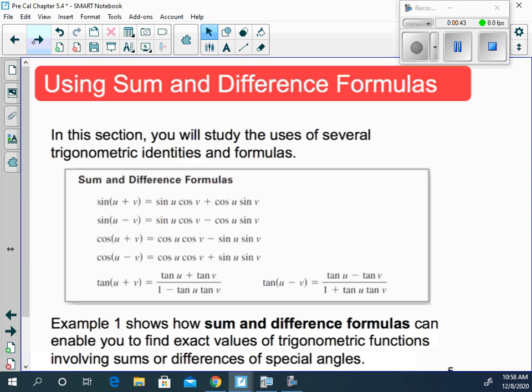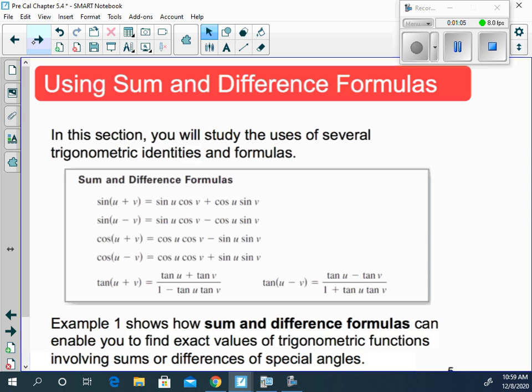So sine of u plus v is equal to sine of u times cosine of v plus cosine of u times sine of v. So essentially the two angles switch. And then we have sine of u minus v. We have this formula, cosine of u plus v, cosine of u minus v, and then our tangents.